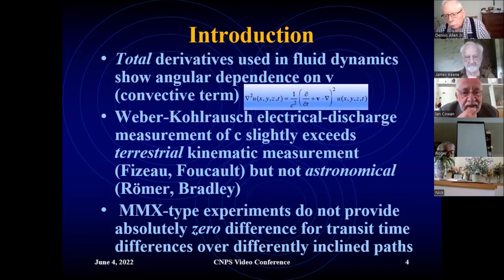But that flies against this heuristic equation, as I say, based on the convective term. And if you look at the actual original papers, which most people don't do, and you download them, you find actually there wasn't absolutely zero difference. There was a difference. To use Michelson's own words, he said the difference was no more than 1/40th of the expected difference.